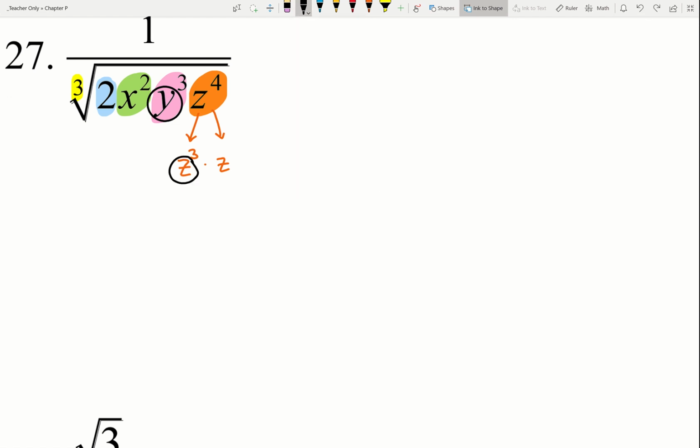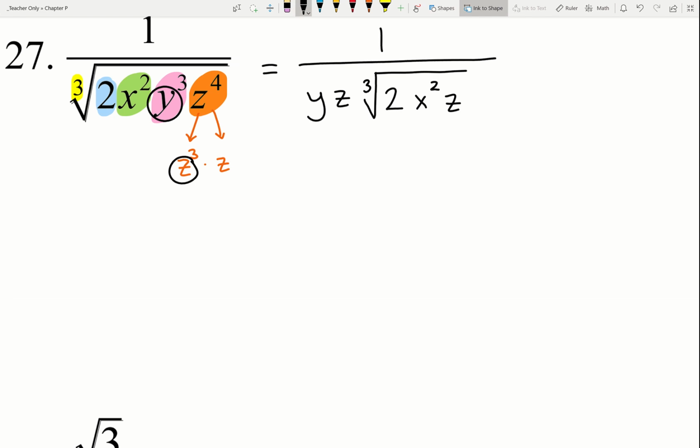So we'll go ahead and make a note of that, and then in the next line we'll say everything that gets to leave the root, that was a copy of y and a copy of z, and then everything else has to stay underneath that cube root there. So that was 2 and x squared, and then a single copy of z. All right? So that's just us doing what we did in the last video, simplifying that root.